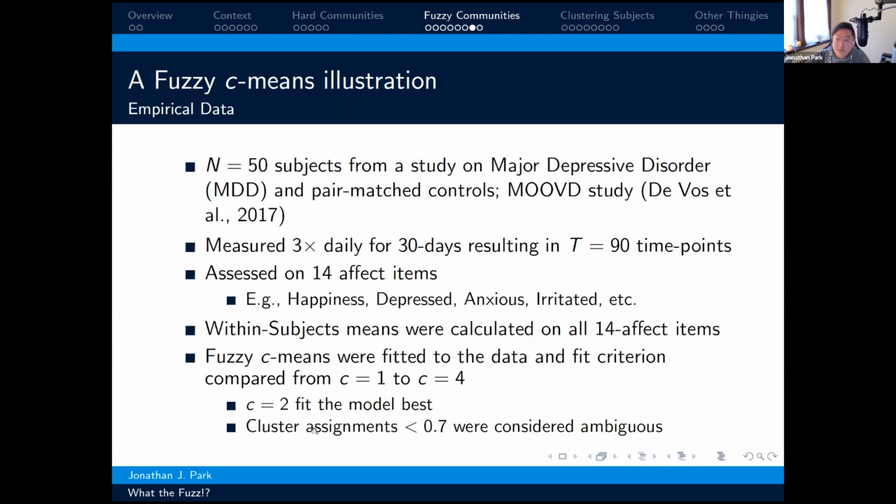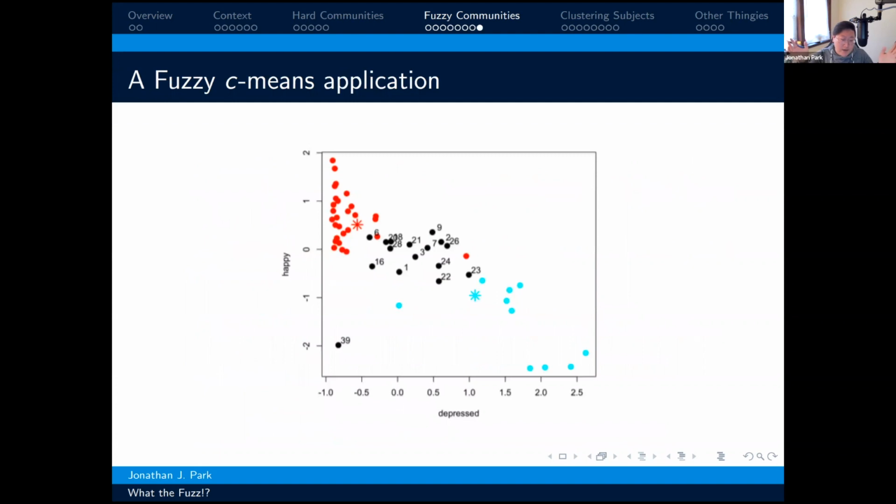And then here is an arbitrary assignment. I'm willing to talk about this if people have more principled ideas, but basically I said if the cluster assignment was less than 0.7, then I was going to call that ambiguous. Again, totally arbitrary and something that needs to be looked at further. In this case, I'm only representing 2 of the dimensions, because these are the 2 dimensions where the separation was the most clear, at least mostly clear. The lighter blue people are the folks that had major depressive disorder, and the red folks are the control group.